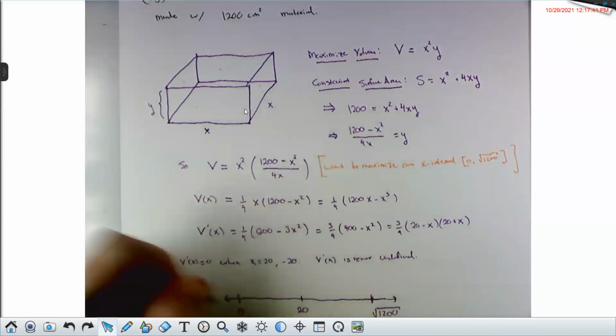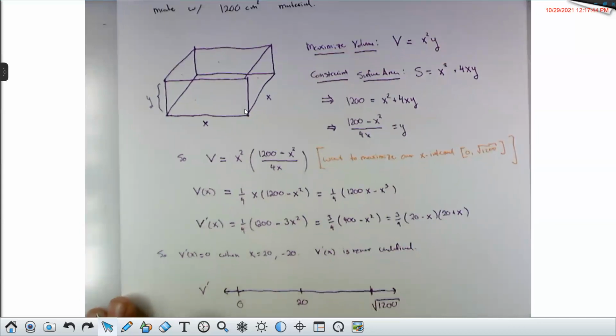How did you get the square root of 1200? So I'm trying to find the x values that I could possibly use in this function, right? And the idea is thinking about the physical situation. If I put no material into the base, I put all the material into the sides, then x is 0. So that's where the 0 comes from. And if I put all the material into the base and put no material into the sides, then I'd have a 1200 square centimeter base, right? The area of the base would be 1200 cm squared, which means each side length is the square root of 1200.